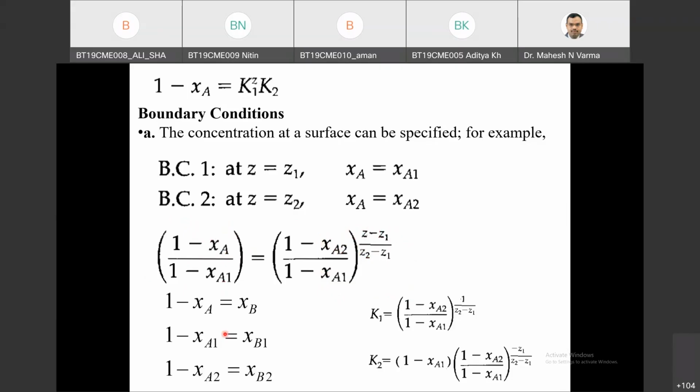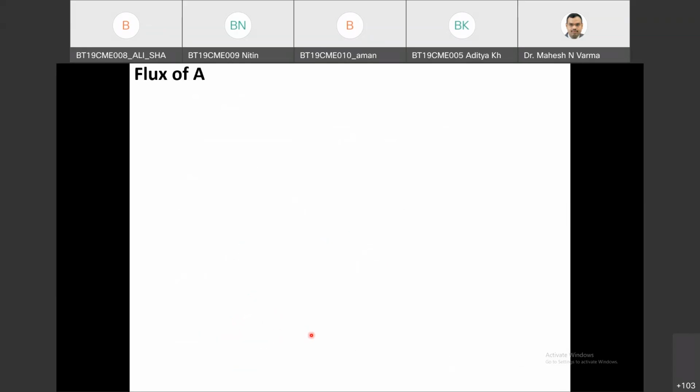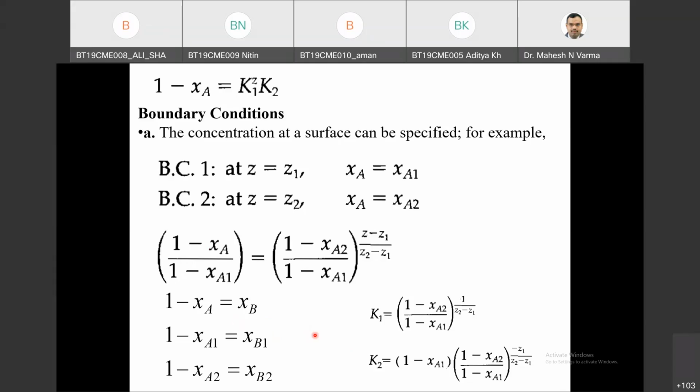And how to get a flux profile? Now 1 minus xa equals xb, because this is a binary system. So you can write a simplified form of the same equation. So this will be xb divided by xb1 equals (xb2 divided by xb1) raised to (z minus z1) divided by (z2 minus z1).